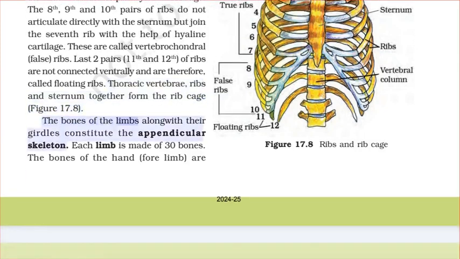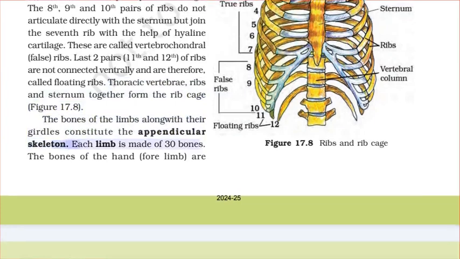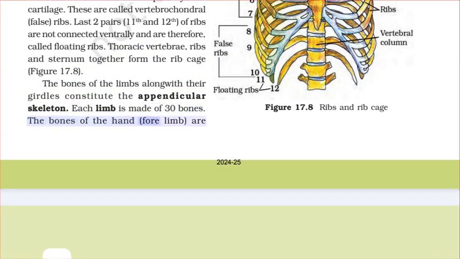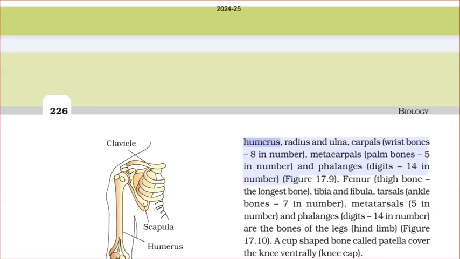The bones of the limbs along with their girdles constitute the appendicular skeleton. Each limb is made of 30 bones. The bones of the hand, forelimb, are humerus, radius and ulna, carpals, wrist bones, 8 in number, metacarpals, palm bones, 5 in number, and phalanges, digits, 14 in number.